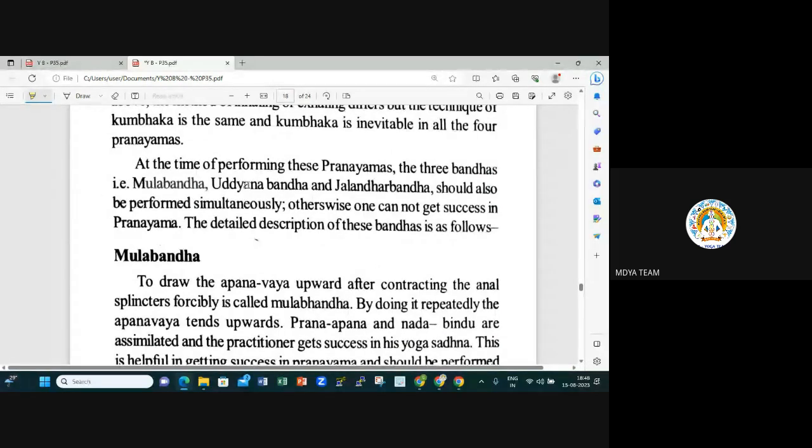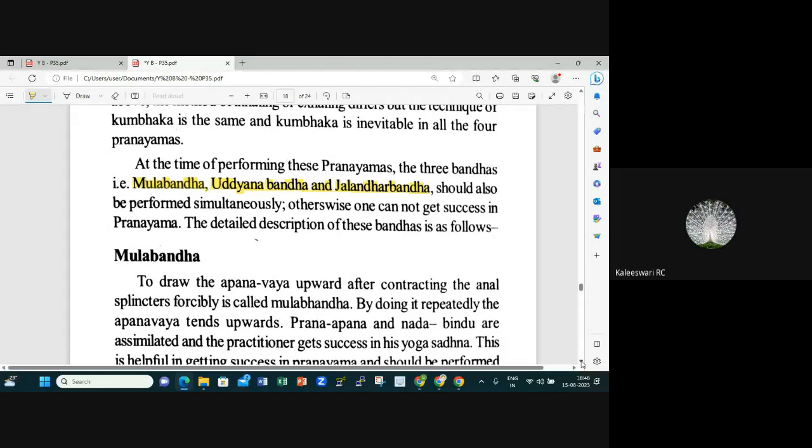Next, here we are discussing that Lord Siva also describes the 3 bandhas. One is Mula Bandha, Udyan Bandh and Jalandhar Bandh. Okay, most important. How many pranayam do we discuss here? 4. 4 pranayam.